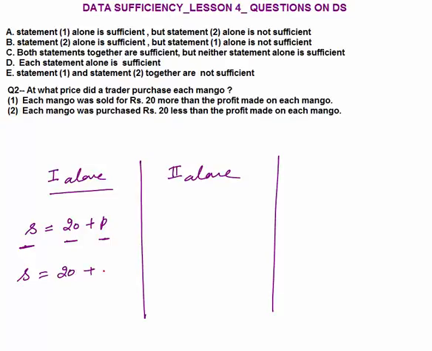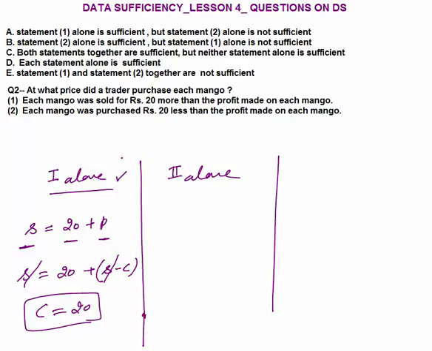Profit, we all know, is selling price minus cost price. C is the cost price. Profit is always selling price minus cost price whenever there is a profit. Now you can see that S got cancelled. We will get C is equal to 20. What we need to calculate is the cost price, and that we got. So this statement one alone is sufficient to answer the question. It means that the trader purchased the mango at a cost price of 20 rupees.